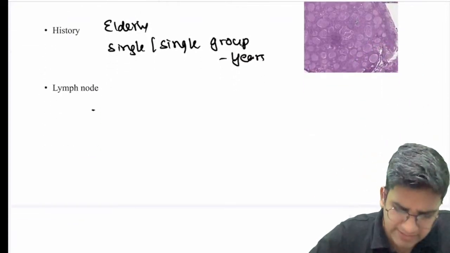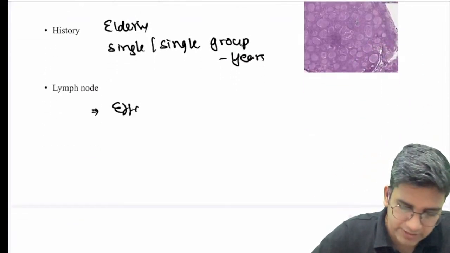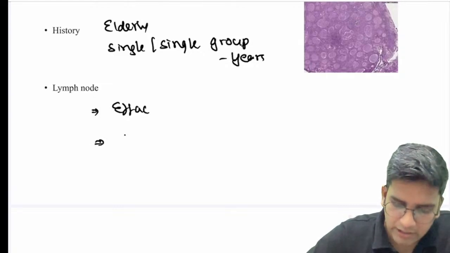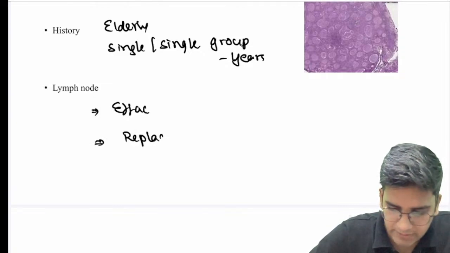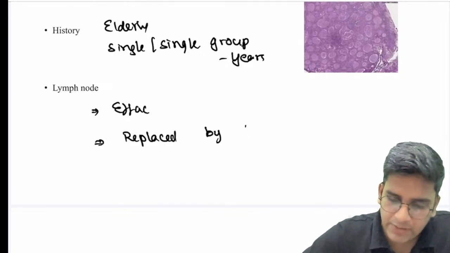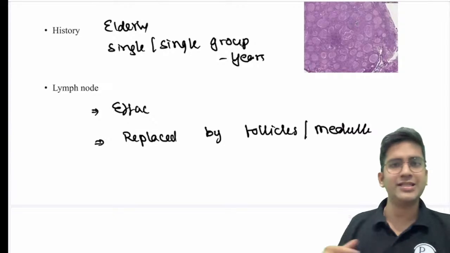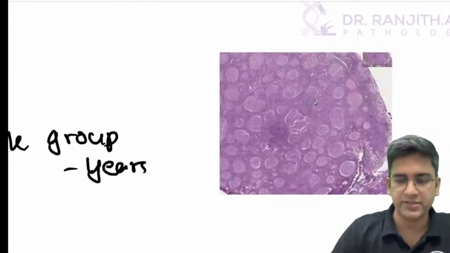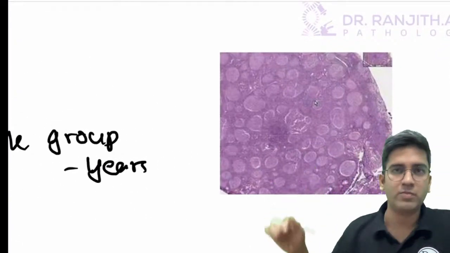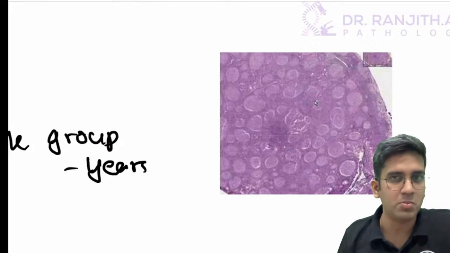Lymph node, again the same finding, effaced lymphoid architecture. How is it effaced? It will be replaced by follicles in both cortex and medulla. In both cortex and medulla, we'll have lots and lots of follicles. If you can just draw something and put multiple rounds, replaced by follicles, that should be more than enough.